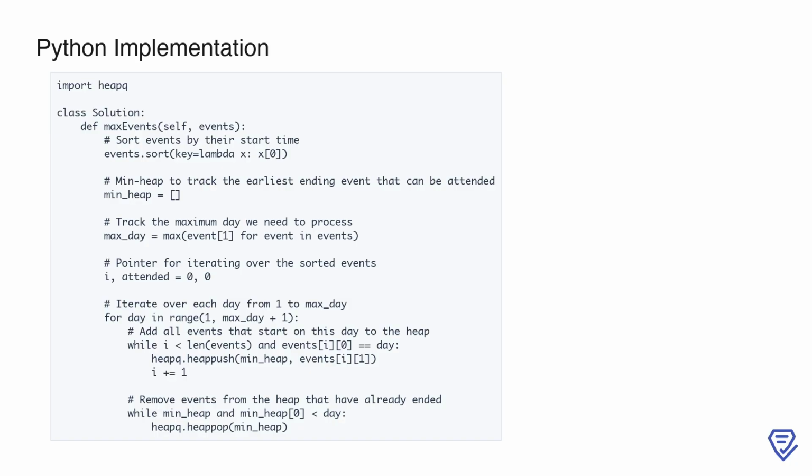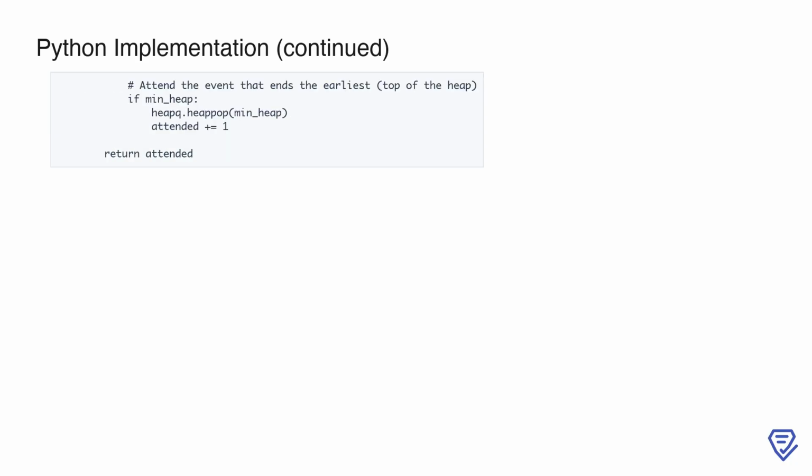After that, we check the heap and remove any events that have already ended before the current day, as those are no longer valid options to attend. Once we've removed any expired events from the heap, we check if the heap still contains any events for the current day. If it does, we attend the event that ends the earliest, which is always at the top of the heap. To do this, we simply pop the top element from the heap using heapq.heappop. We then increment the attended counter to reflect that we successfully attended one more event.